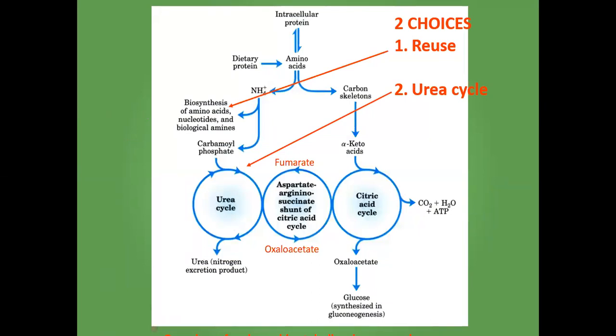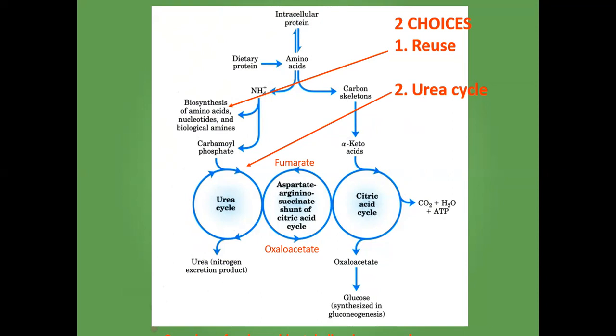So this is the same explanation. That is, the carbon skeleton is converted into pyruvate or any other intermediate of the citric acid cycle, where it is a source of glucose or a source of glycogen, and the nitrogen part of the amino acid is converted into urea.